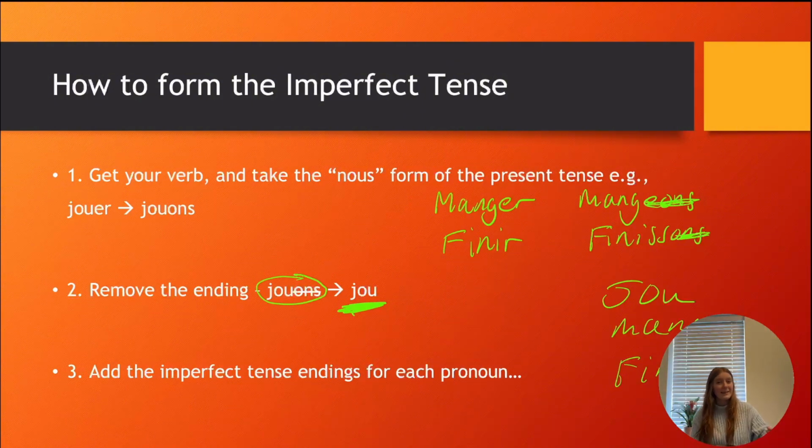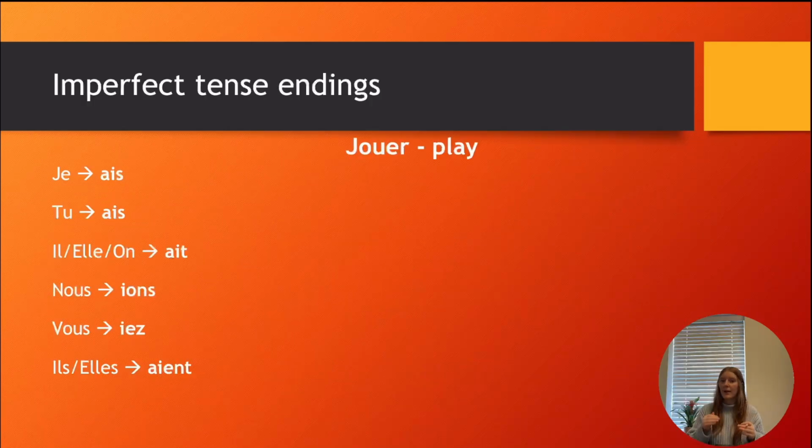And now we need to add on the endings, the imperfect tense endings. You need to memorize these. So in the imperfect tense, for each pronoun, so this pronoun on the side here, there is a specific ending. Just like for every tense. In the present tense, there are specific endings for the 3 types of verbs. In the perfect tense, there are specific endings, okay? So for each pronoun, these are the endings we add on to the verbs.